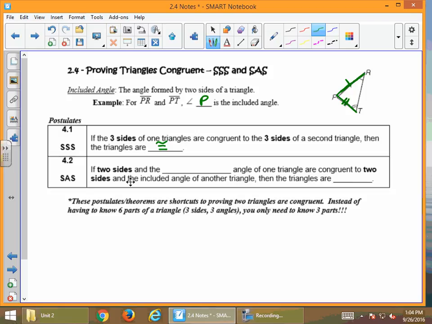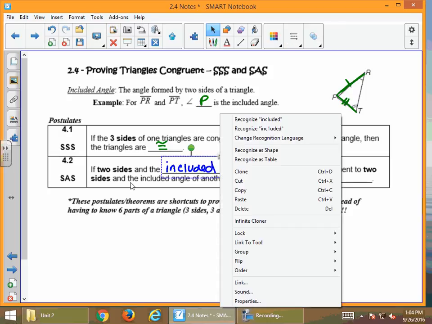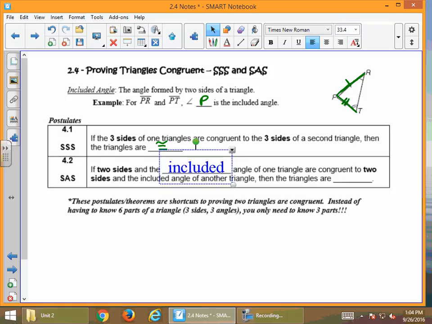A second shortcut is side, angle, side. We abbreviate it with SAS. And what that says is if 2 sides and the included angle, so the angle in between those 2 sides of one triangle are congruent to 2 sides and the included angle of another triangle, then those 2 triangles are congruent. So you just have to show that 2 sides are the same and the angles in between are the same, and you're done. You know the 2 triangles are congruent.